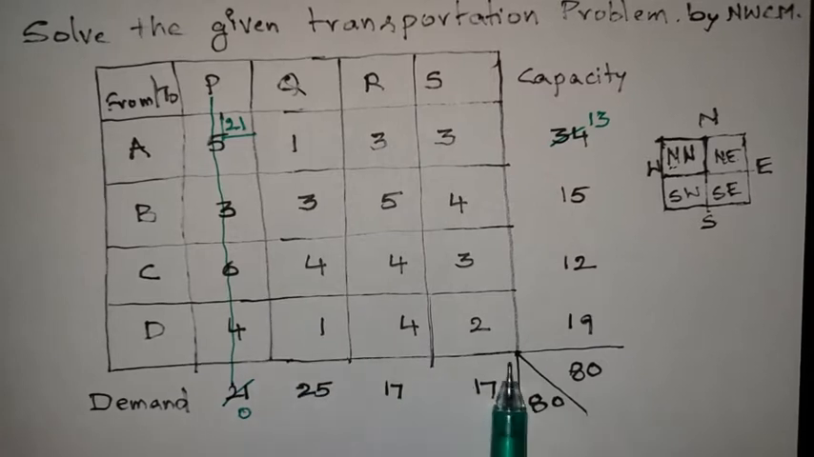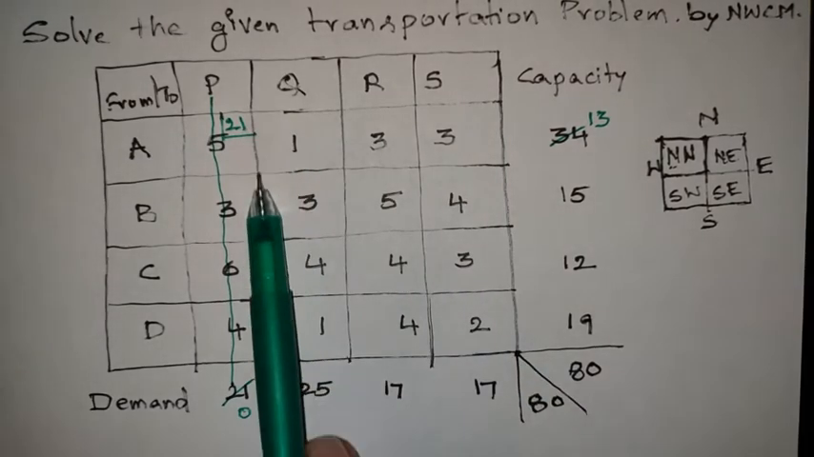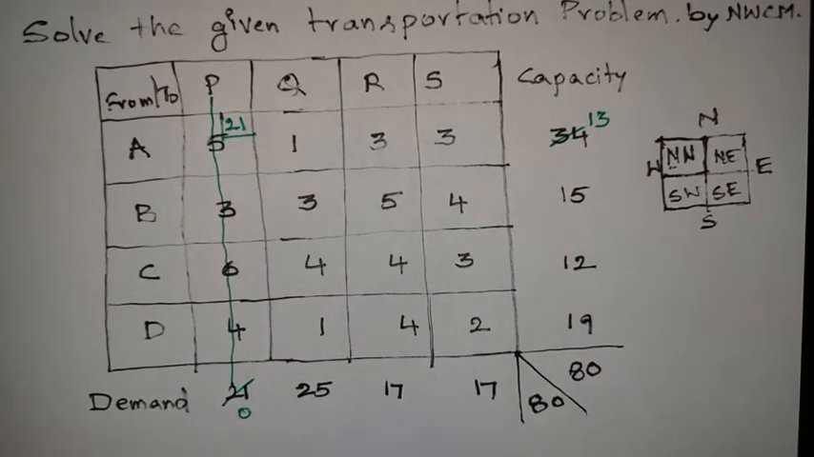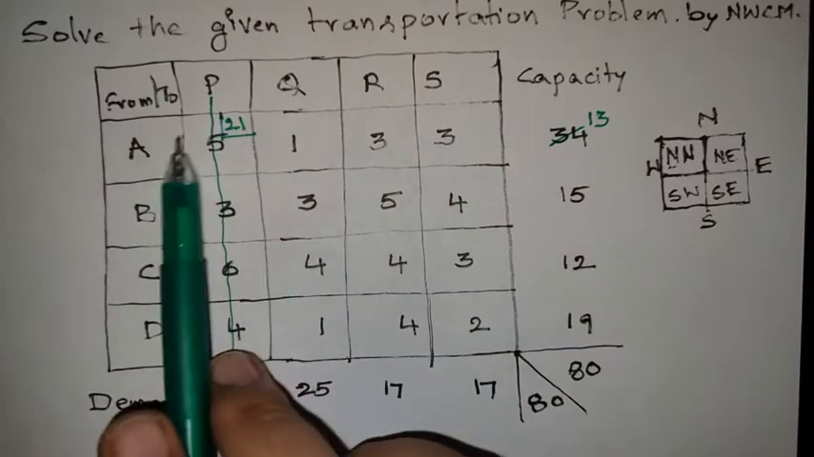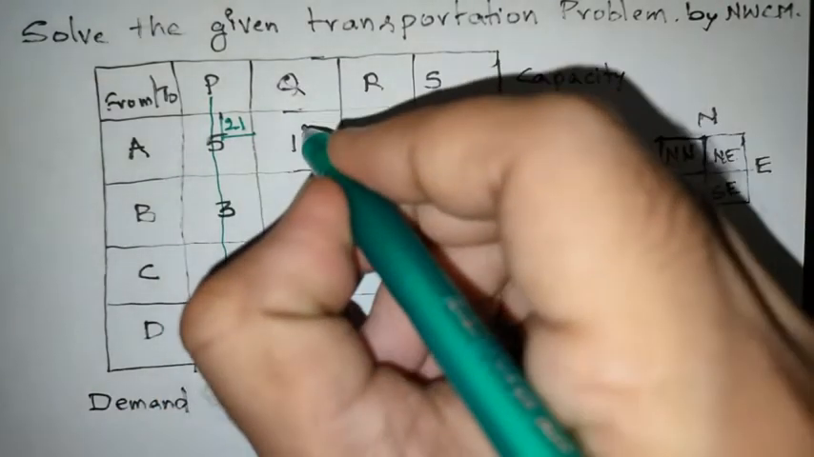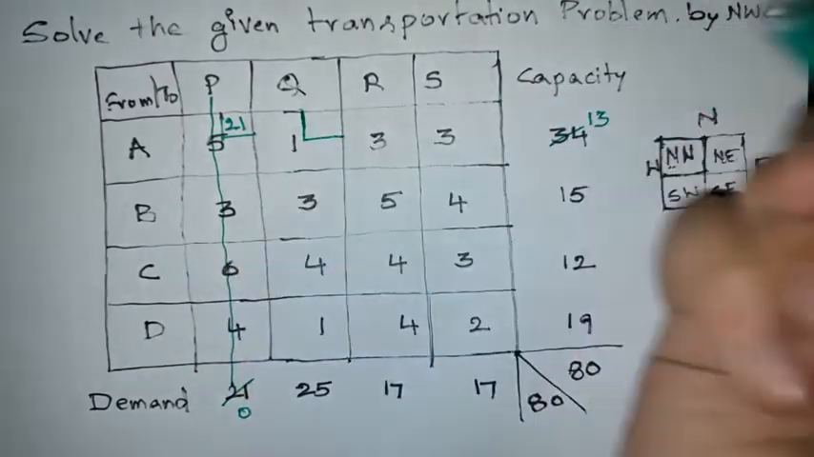Next, what is the remaining table? This one is the remaining table. In the remaining table, what is the northwest cell? The top left corner one is the northwest cell, so that is AQ. Now to this AQ cell we need to allot the number of units.